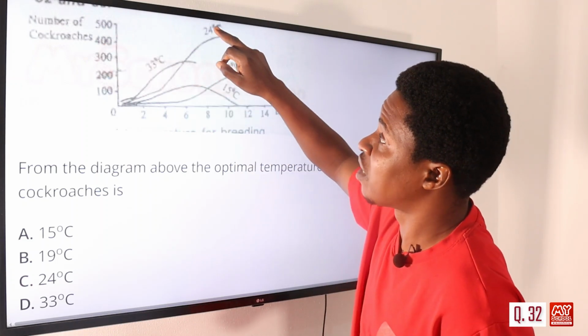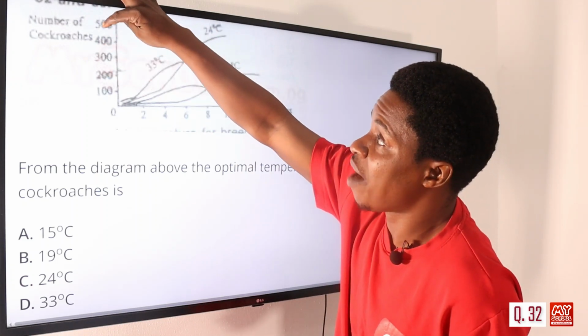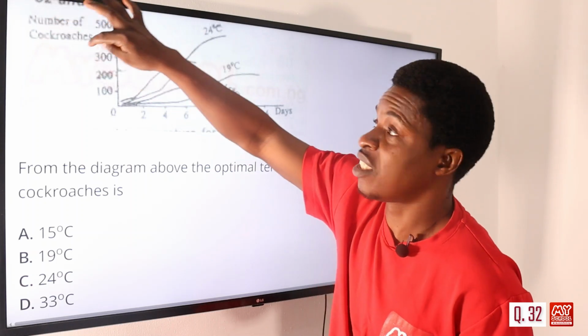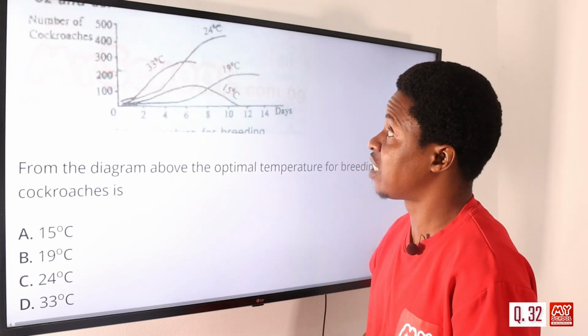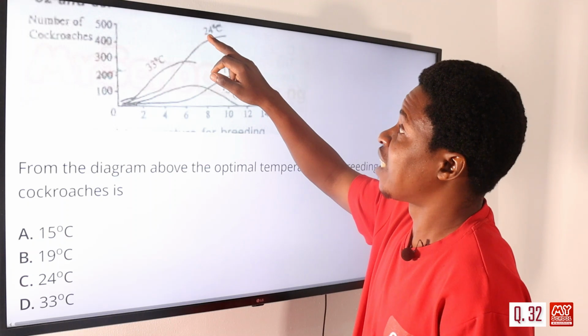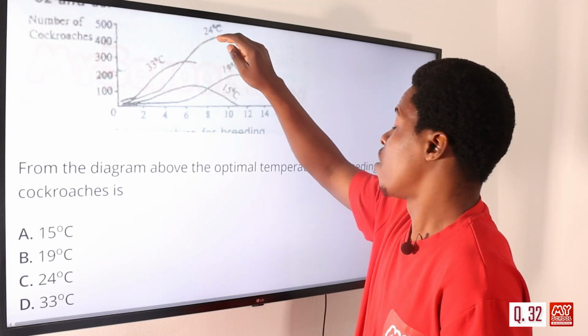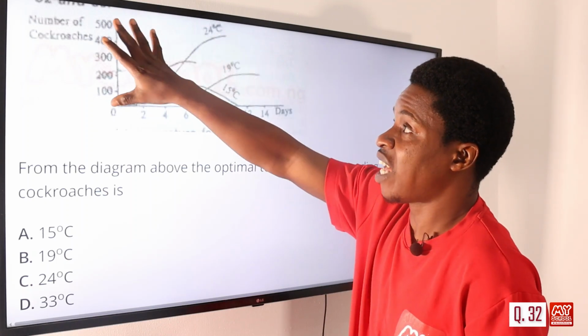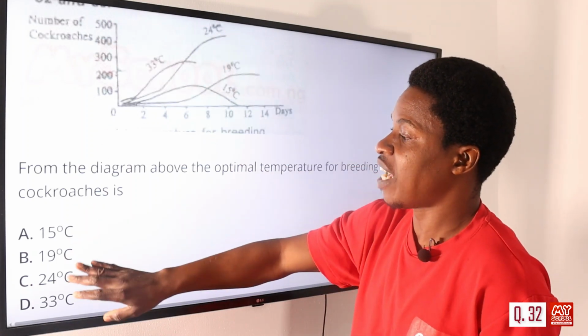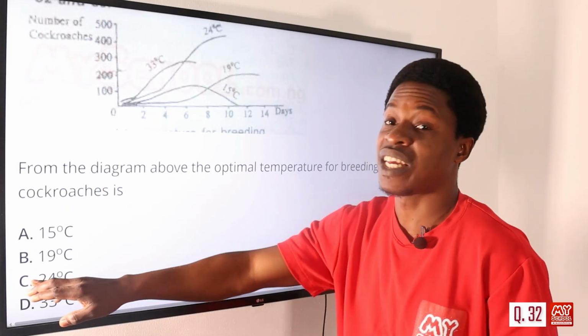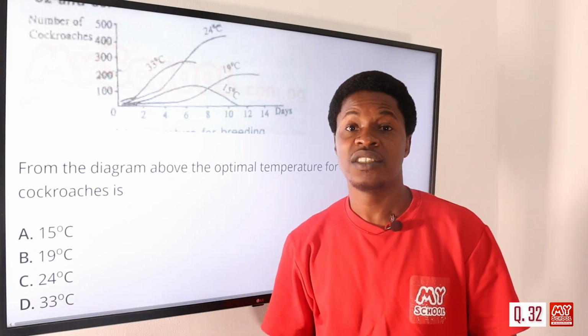That curve is the one at 24 degrees. So here is where we have the highest number of cockroaches bred at that point, and the temperature is 24 degrees Celsius. So this is the optimal temperature for breeding cockroaches. Not 15, not 19, not 33. So the correct answer is option C, 24 degrees Celsius.